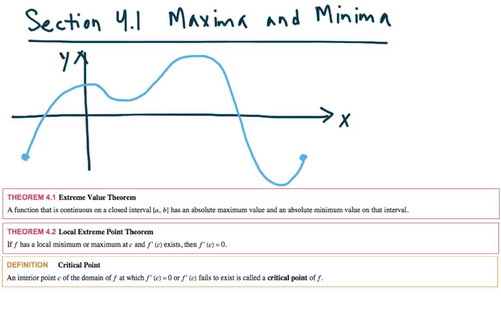So if this is our whole function, the absolute max is going to be approximately right here. That's what we would call our absolute max, or maximum. Okay, the absolute minimum would probably be this point right here.